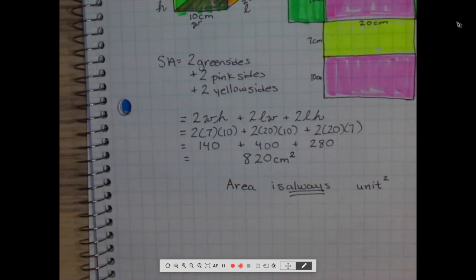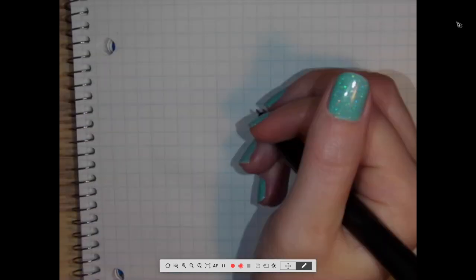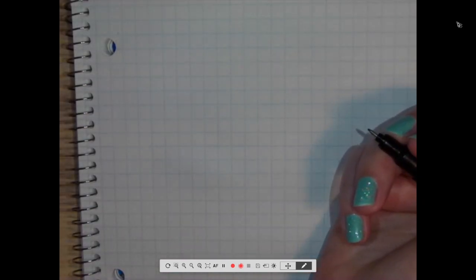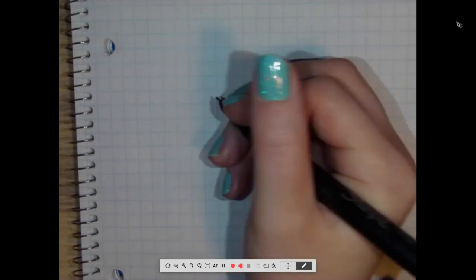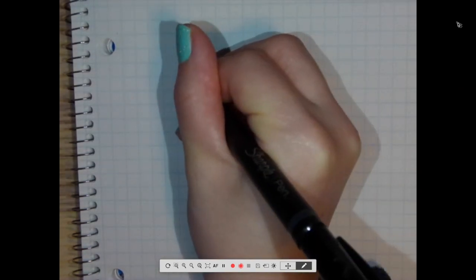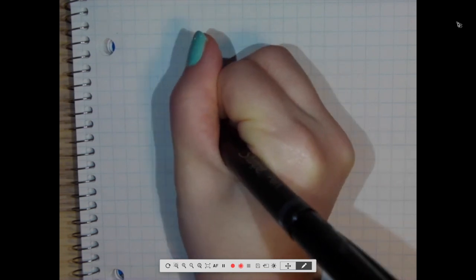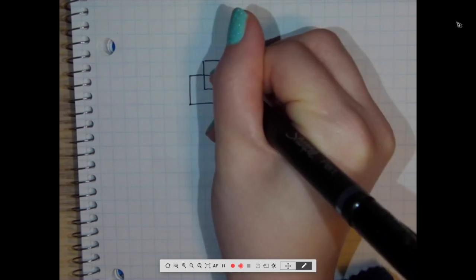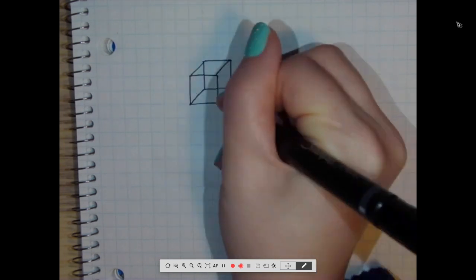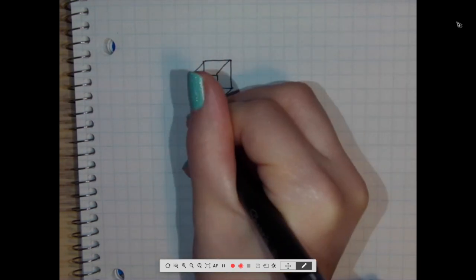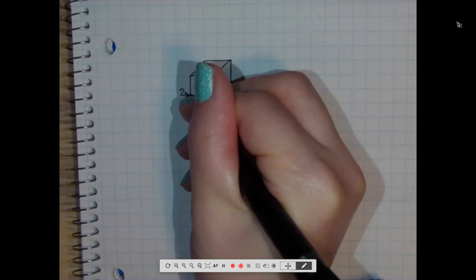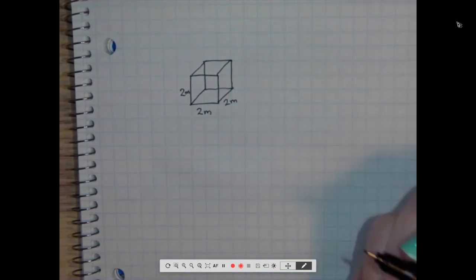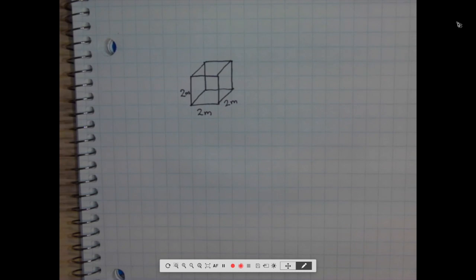Let's do one more example, where we'll draw the net as well, but we'll go through it a little bit more quickly, and then we'll use the formula. So I'll draw you another beautiful rectangular prism. And we're going to say this is 2 meters by 2 meters by 2 meters. All the lengths are the same. Means it's a cube.